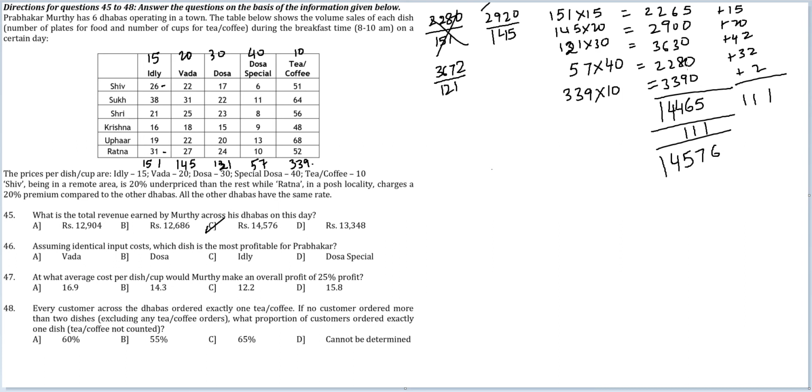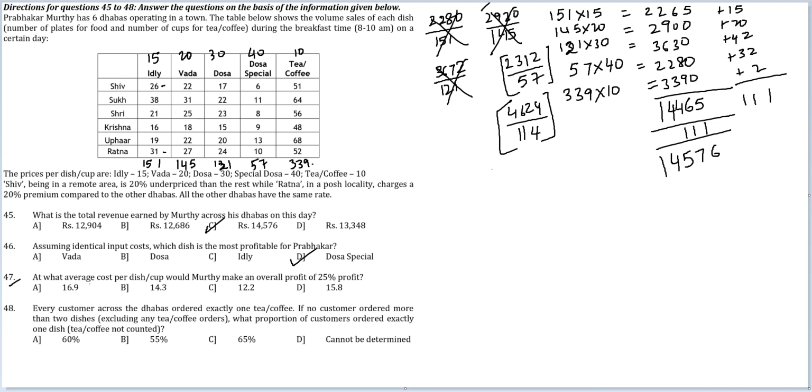Then let's get to 2280 plus 32 is 2312 by 57. Okay, now even if you were to turn this fraction to twice of itself, 4624 by 114. Now see, it is definitely larger than this fraction. Numerator is larger, denominator is smaller. Wonderful. And this fraction is also larger than this fraction. Therefore, the last option that you have, dosa special, that should be your answer. Therefore, option D, dosa special.